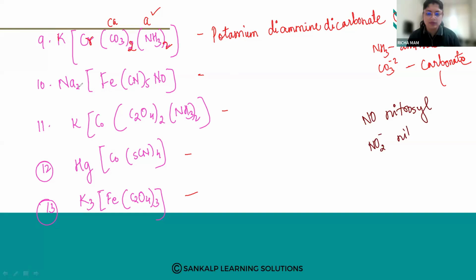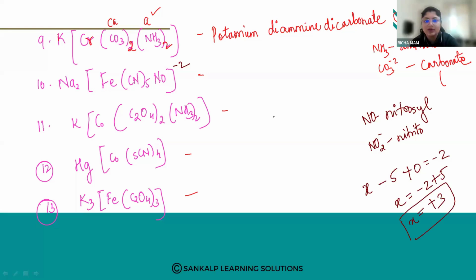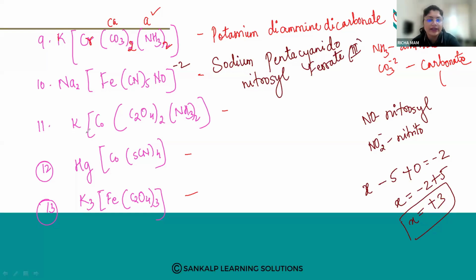So if it is Na2, the charge will be minus 2. Okay, so X neutral, 0 equals to, it is plus 3. X is equals to plus 3. Okay, sodium pentacyanide nitrosyl ferrate. And what is the charge? It is 3. Yes, very good. Sri Varuni has answered it correct. So it is sodium, then pentacyanide. Okay, then nitrosyl, because you have only one nitrosyl, then ferrate 3. Okay, very good. Next one.